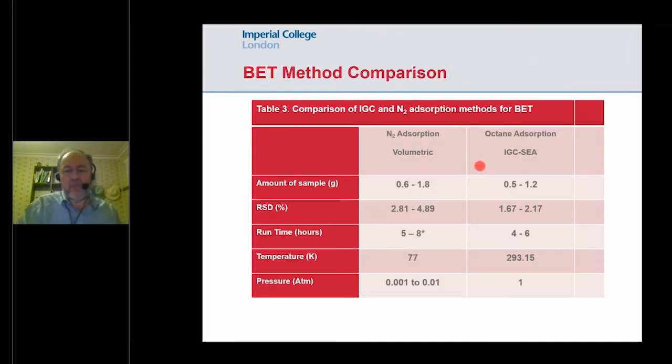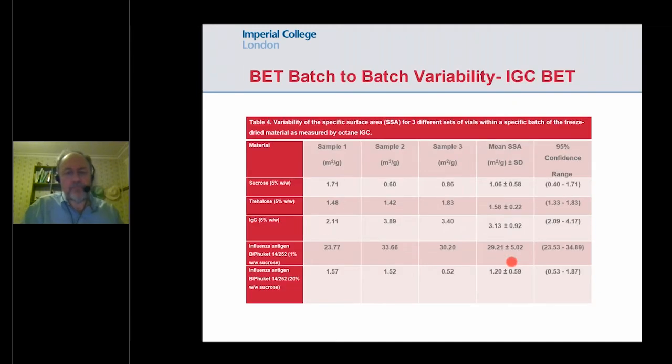And here's just a summary between the nitrogen adsorption and this inverse gas chromatographic method for determining surface area. The amount of sample required is about the same. The errors are a bit lower in the octane adsorption. The run times are actually quite similar. A big difference here is we can do the experiment at room temperature. And there are going to be a lot of cases where data at room temperature may not agree with data at 77 Kelvin. There'll be a number of applications where 77 Kelvin is actually not very interesting to us, and we really want to look at room temperature. So this particular chromatographic technique allows us to do that.